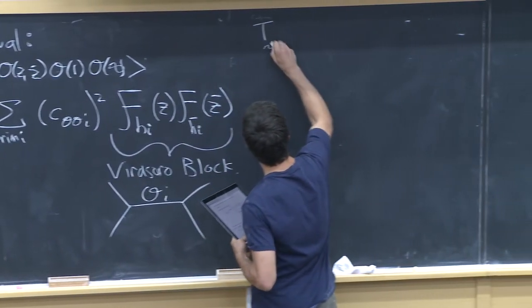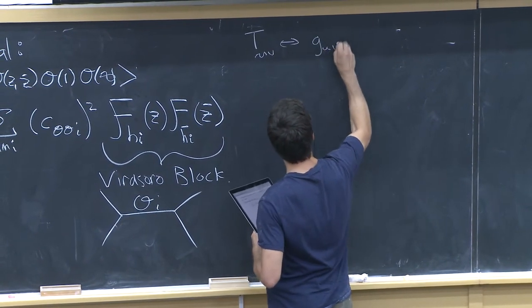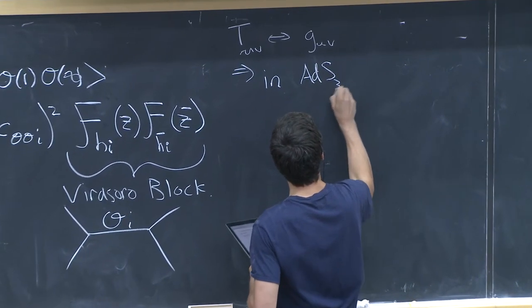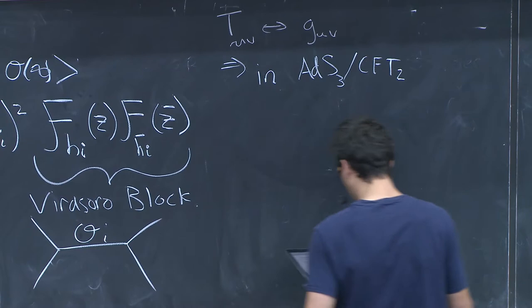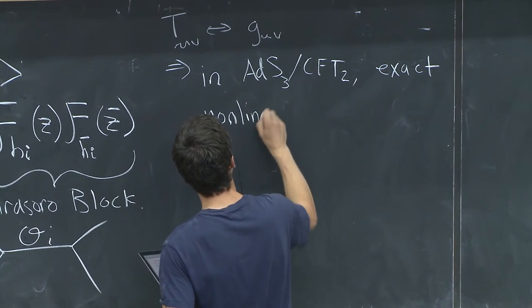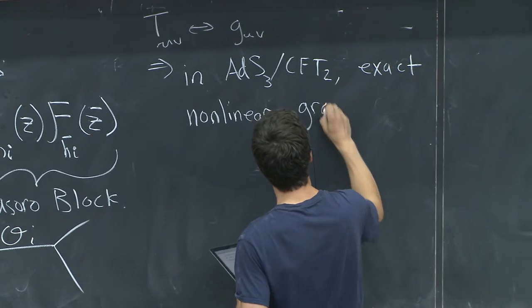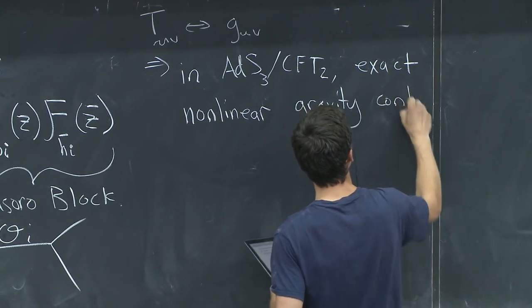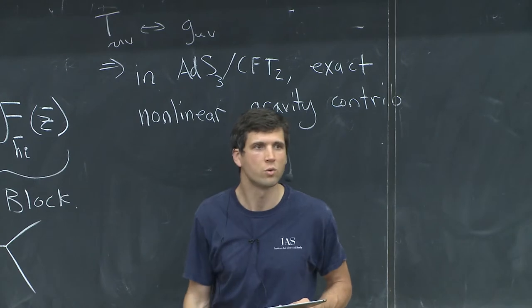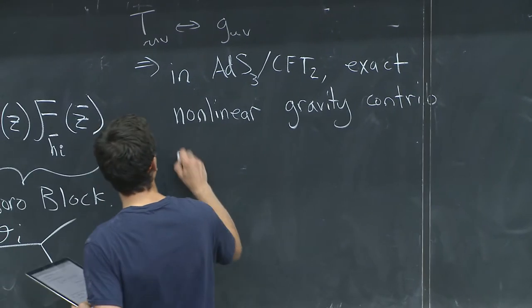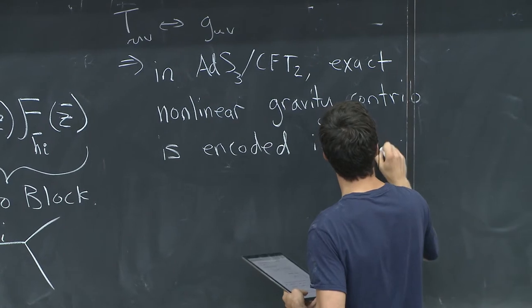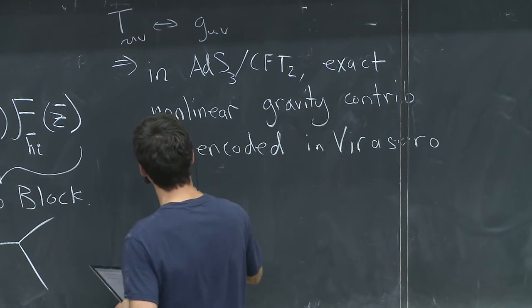Now, T mu nu in the CFT is dual to g mu nu in the bulk. So intuitively, what this means is that in AdS3 CFT2, unlike the higher dimensional case, the exact nonlinear gravity contribution to everything, to blocks, I mean rather to all your correlation functions, to partition functions, is encoded in the Virasoro conformal blocks.